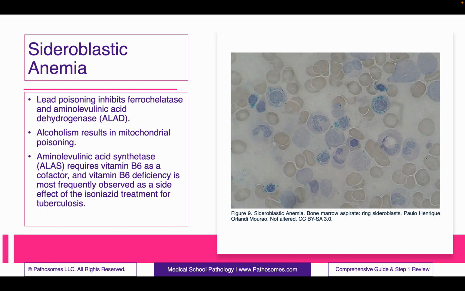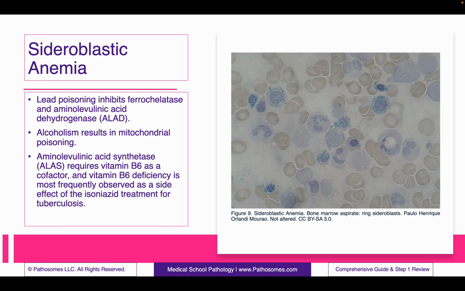Lead poisoning inhibits ferrochelatase and aminolevulinic acid dehydrogenase. Alcoholism itself results in mitochondrial poisoning. Aminolevulinic acid synthetase requires vitamin B6 as a cofactor, and vitamin B6 deficiency is most frequently observed as a side effect of the isoniazid treatment for tuberculosis. It's all tying together. Do you see any ringed sideroblasts in this image here?